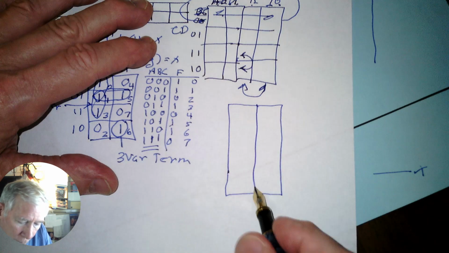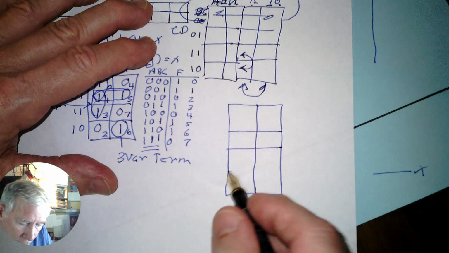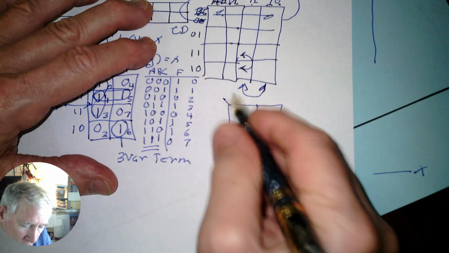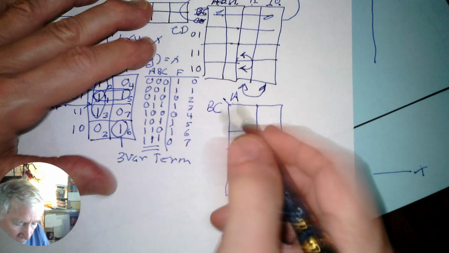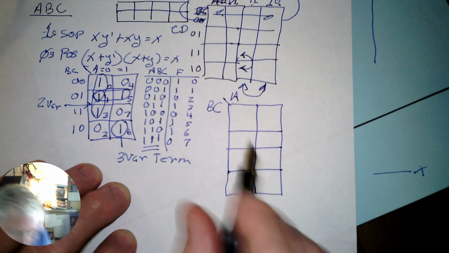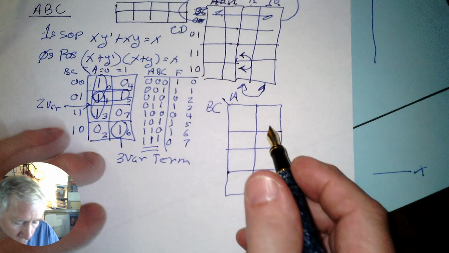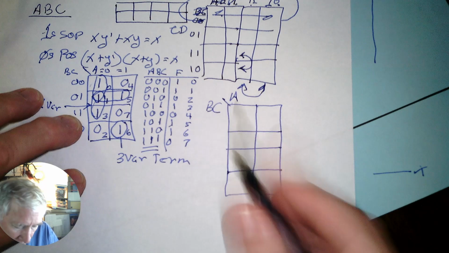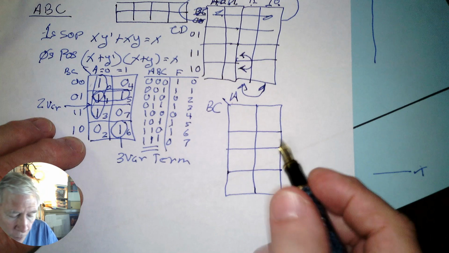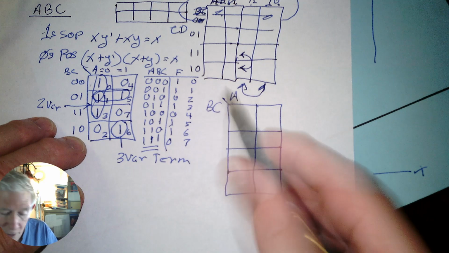So again, I'm always going to draw my 3 variable maps, 4 rows and 2 columns. I'm going to put A on the top and BC down the side. Now later on, when we do sequential designs, we'll have an X up here and we'll do some of that. But right now, we're just going to do A, BC down the side for 3 variables. For 4 variables, I'm going to do AB across the top and CD down the side.